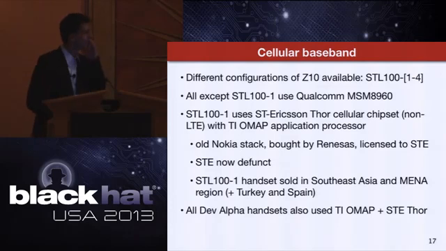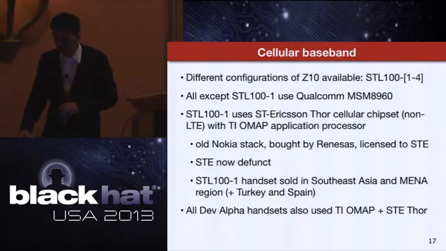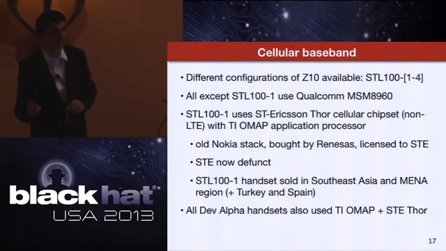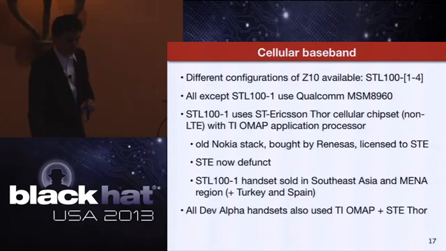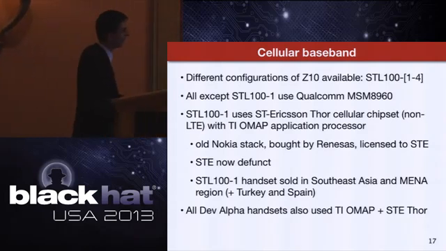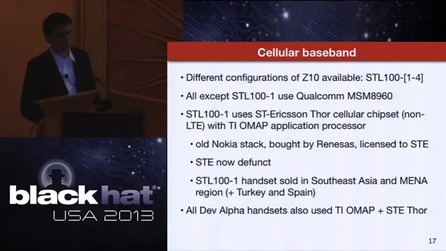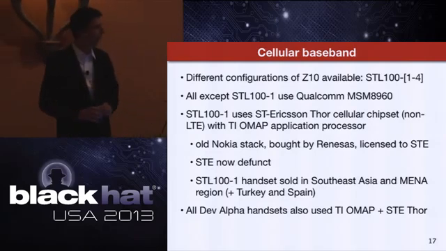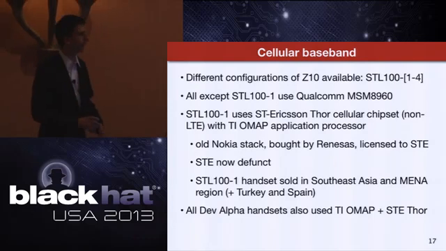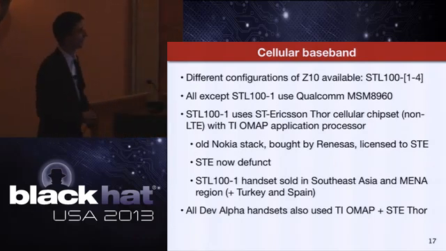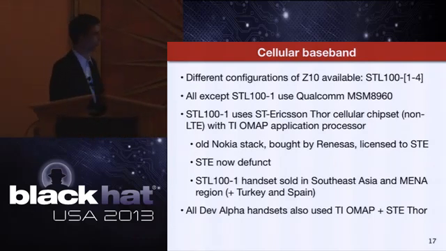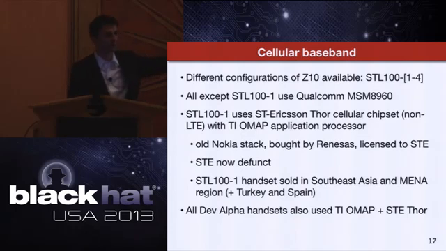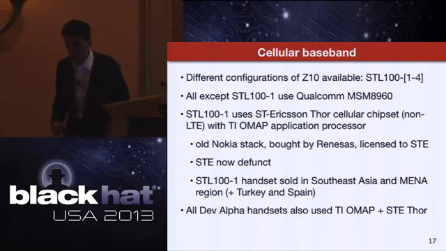So for the baseband, there are different configurations of this Z10 available. I have looked at the other device, and the Z10 seems to be the only one where this is the case. All of the handsets except for the STL100-1 use Qualcomm chips. But the STL100-1 uses an ST Ericsson Thor cellular chipset with a TI-OMAP application processor. I think this is because initially when they started developing the platform, they had these Dev Alpha devices, and they're all of this exact same chipset combination.